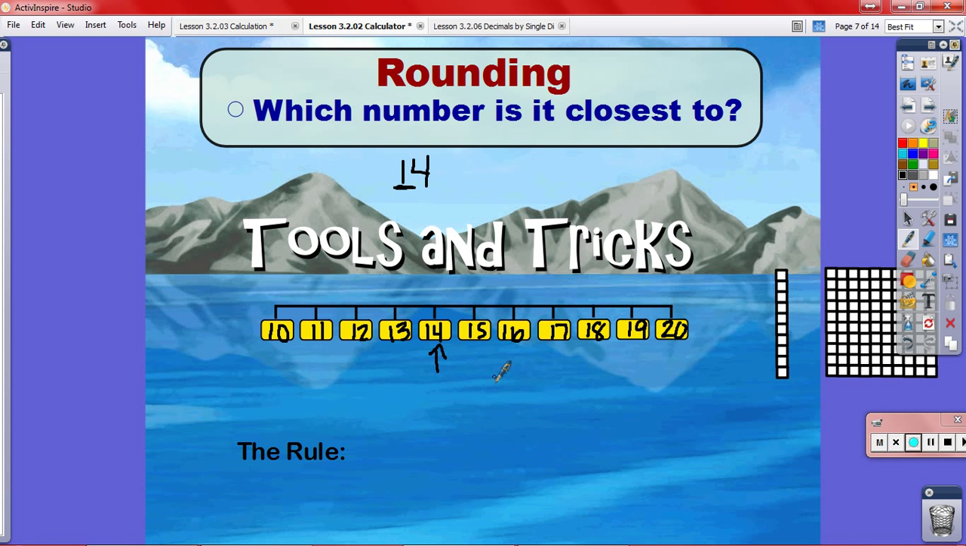Now, if I were to cut this number line in half, I'd be cutting it in half right there at the 15. So this is closer to the 10 side, because this is the middle. Everything over here is closer to 10, everything over here is closer to 20. So I would say this is closer to 10, and I would round to 10.